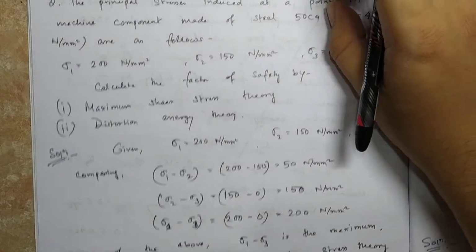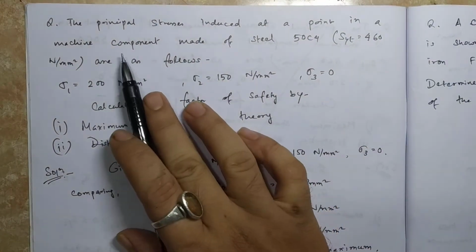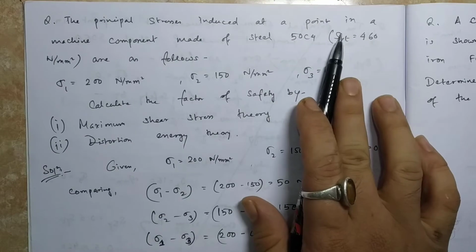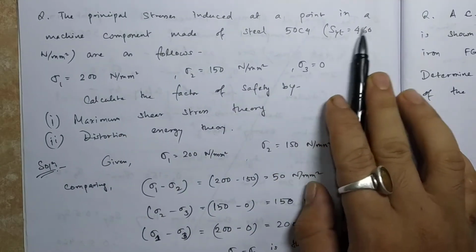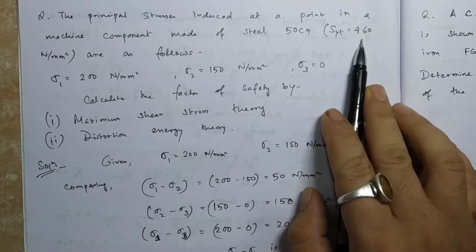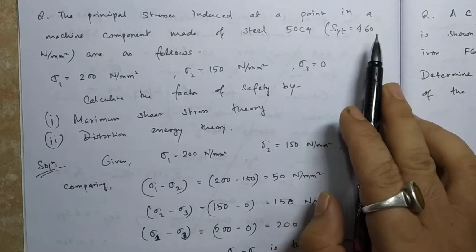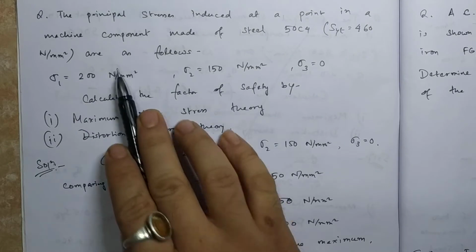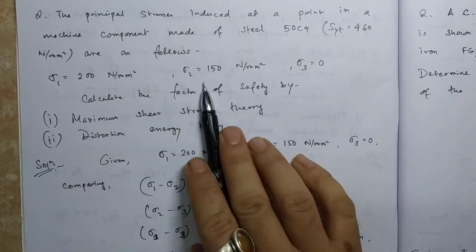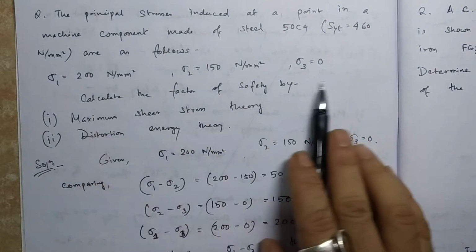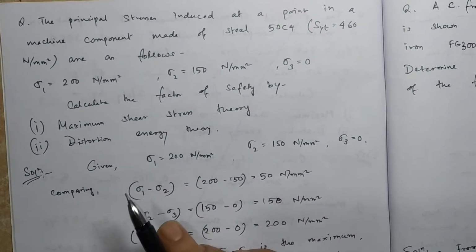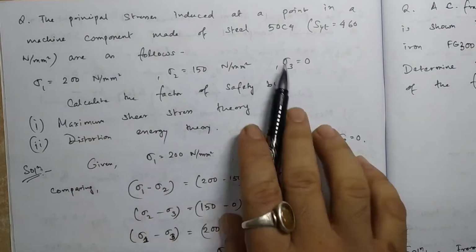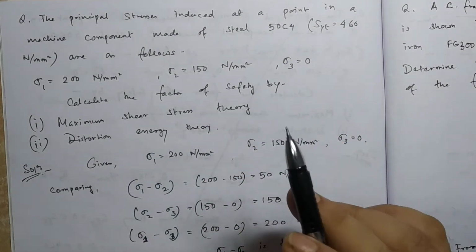Hello students. So the next problem is: the principal stresses induced at a point in a machine component made of this material 50C4, which has a yield strength in tension of 463 N/mm², are as follows. Sigma 1 is 200, sigma 2 is 150, sigma 3 is 0. Calculate the factor of safety by maximum shear stress theory and distortion energy theory.